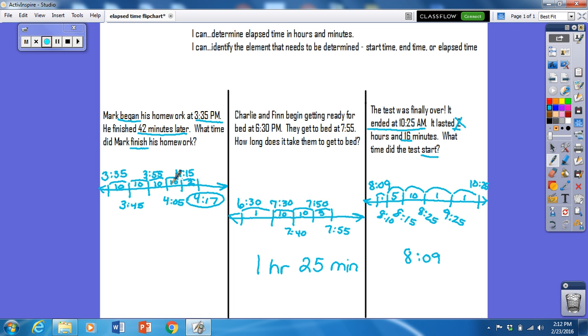And that's the strategy we've been working on for finding elapsed time. We've been creating a number line, starting with hours if we can, and then going into minutes at increments of 10 until we feel more comfortable with going with bigger increments of 20 and 30 and even up to 45.